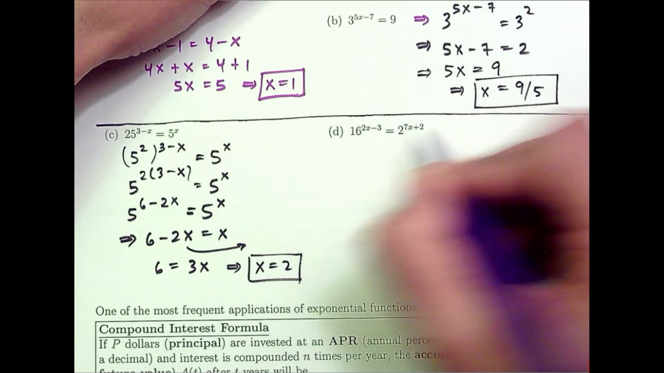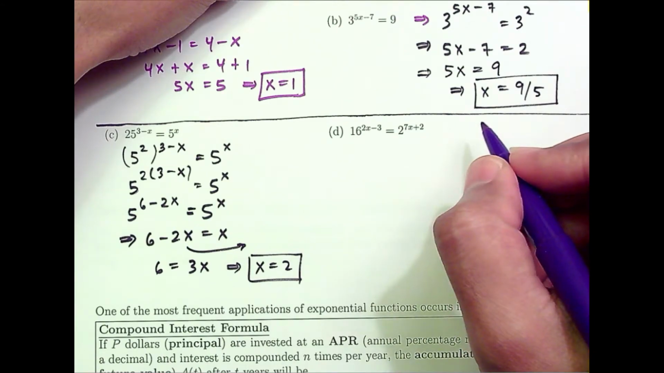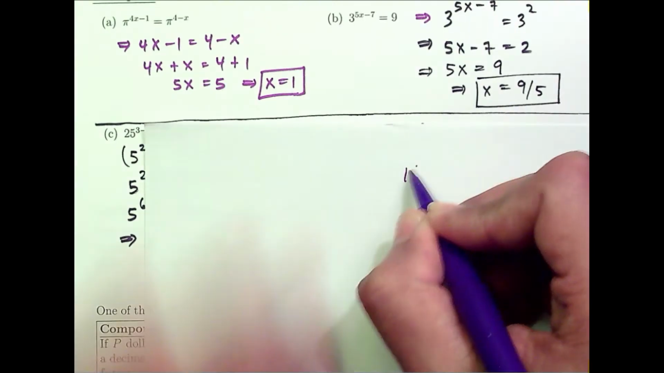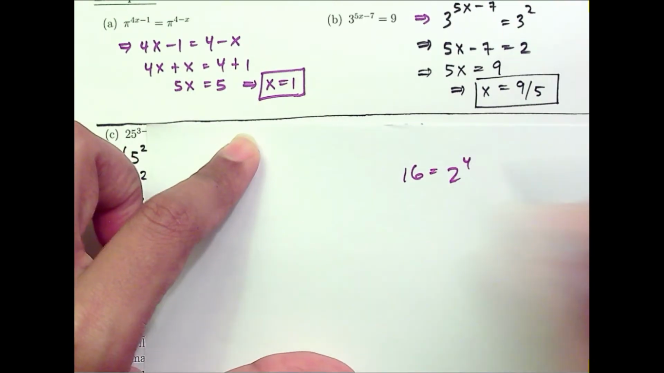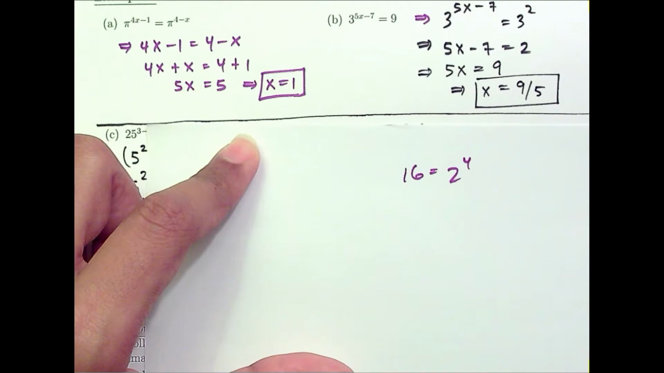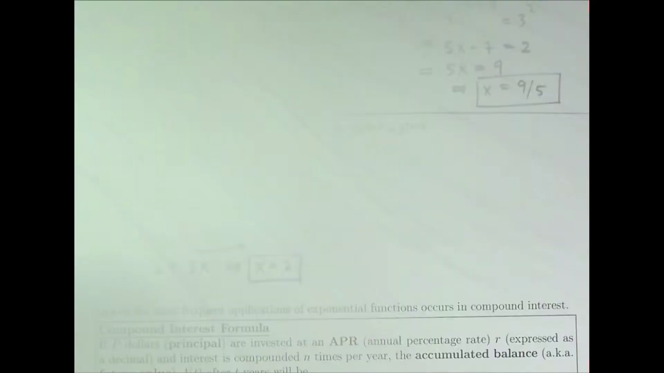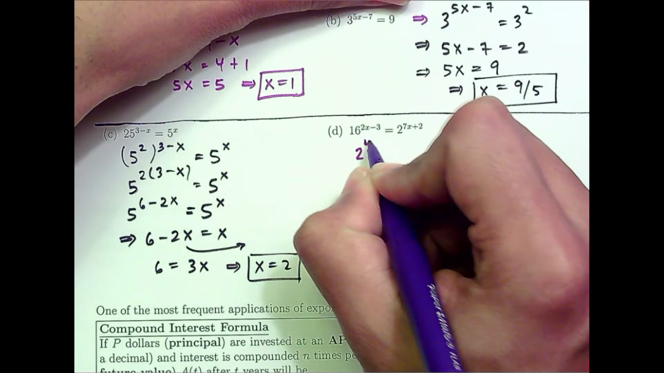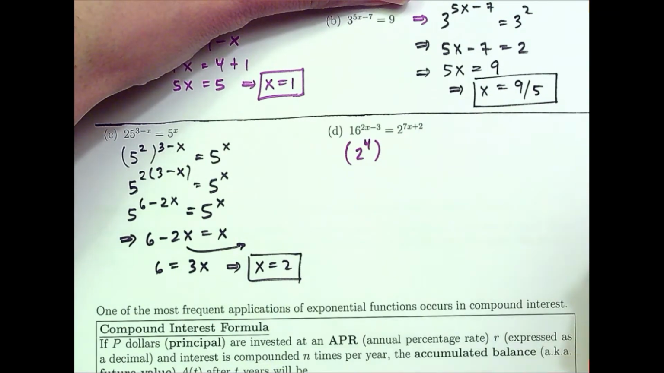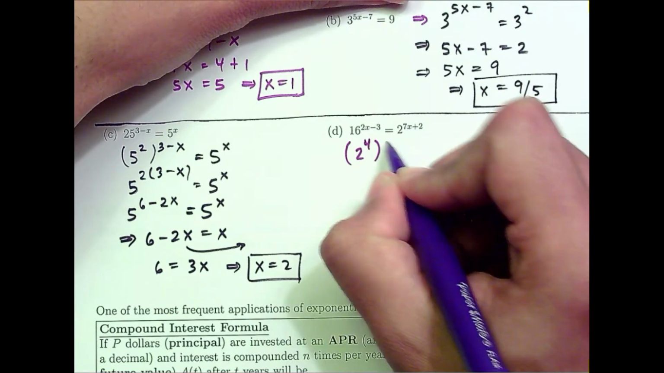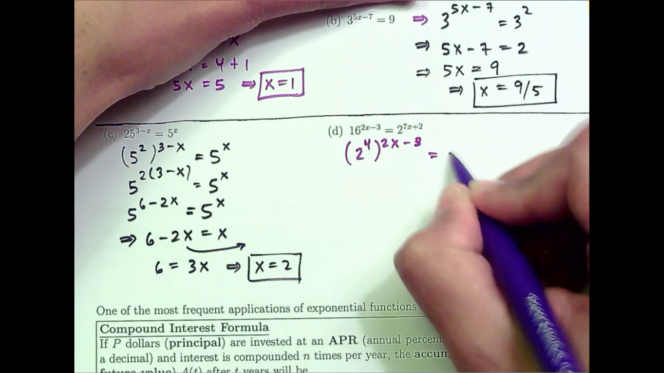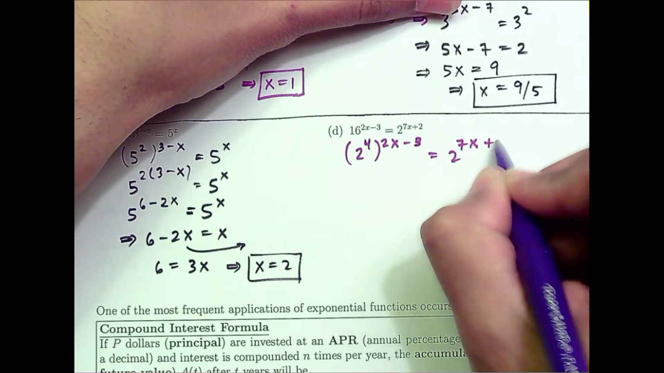So if you remember that 2 to the 4 is 16. 16 is actually 2 to the 4, 2 times 2 times 2 times 2. We can rewrite this one like this: 2 to the 4, that's 16. And then copy the exponent, 2x minus 3 equals 2 to the 7x plus 2.